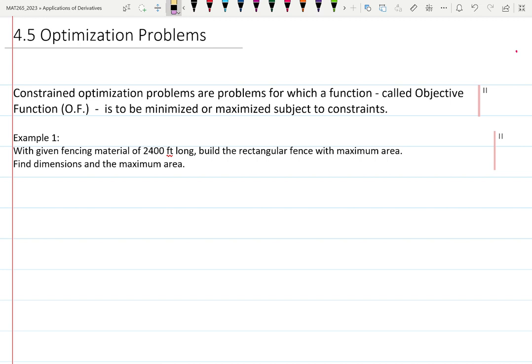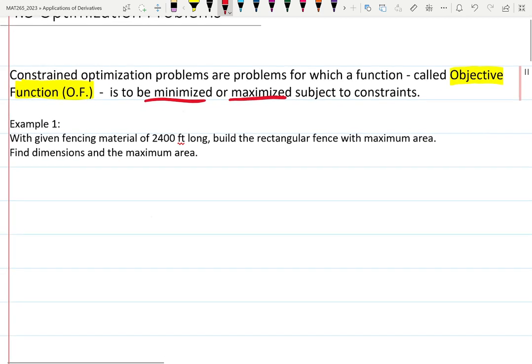Constraint optimization problems are problems for which a function, which is called the objective function, I'll be using the notation OF, is to be minimized or maximized, subject to constraints. Minimized or maximized, optimized. It's going to be optimized, and that's where the name comes from. There's lots of English, but I will never ask you about this anyway, but that is a nice explanation.